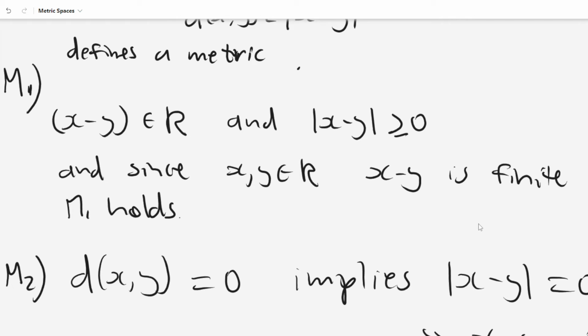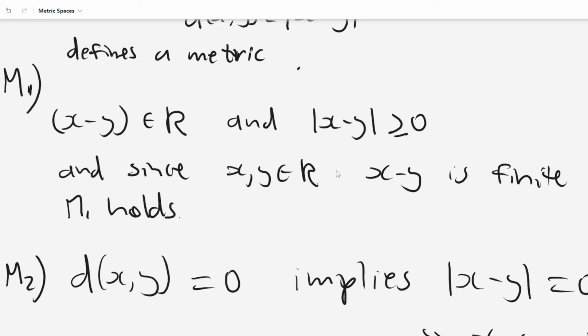M1 says, if you remember correctly, that the distance function must be real valued, it must be finite, and it must be non-negative. So since we know that x and y are elements of R, if I take the difference between x and y, that will again be an element of R. And if I take the absolute value of the difference between two real values, I'll again end up with a positive value, or at least 0. So it's going to be a non-negative value.